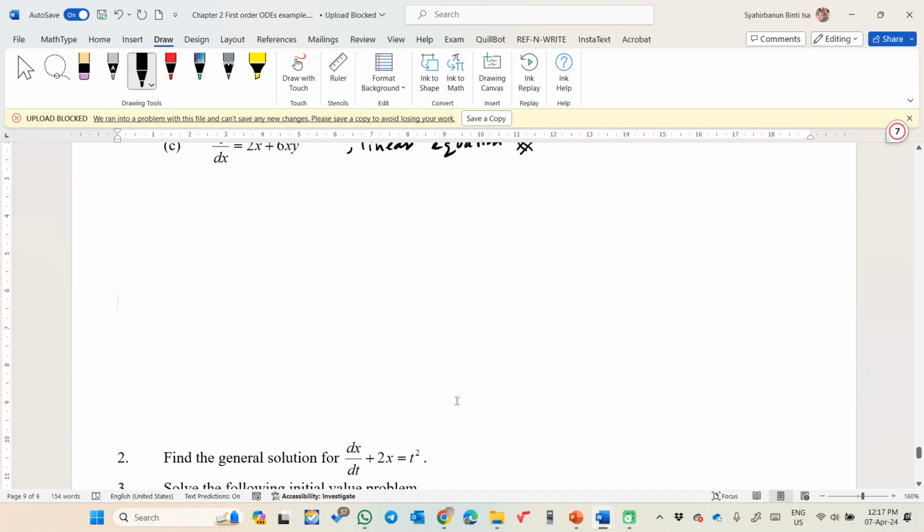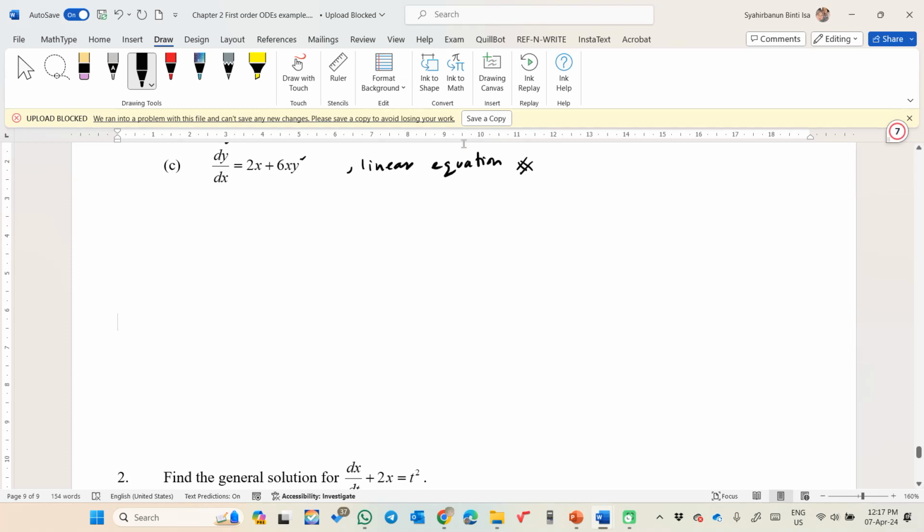Because of the integrating factor rho. But actually it depends on the problem. So let's say we have shown that this is the linear equation. So we need to rewrite it into the form dy over dx plus p(x) y equals q(x). The coefficient for dy over dx is already 1. However, we need to bring the y to the left hand side. So rewrite dy over dx, bring y and its coefficient to the left hand side: negative 6xy equal to 2x.